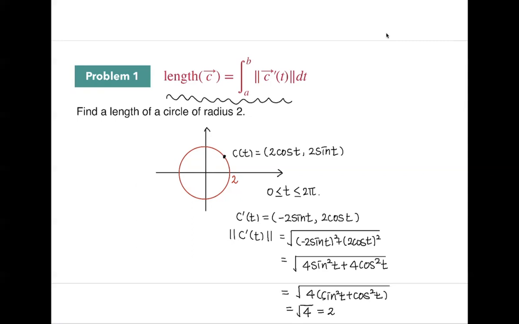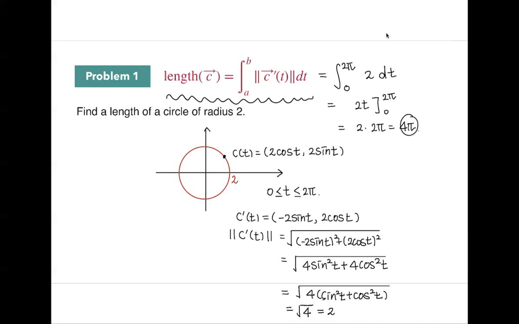So we want to use this formula. Let's say our interval of t is from 0 to 2 pi, and we found the norm of C prime t was 2, so we can calculate the integral of 2 dt from 0 to 2 pi. It'll be 2 times 2 pi, so it is 4 pi. So we can say that the length of the circle is 4 pi.